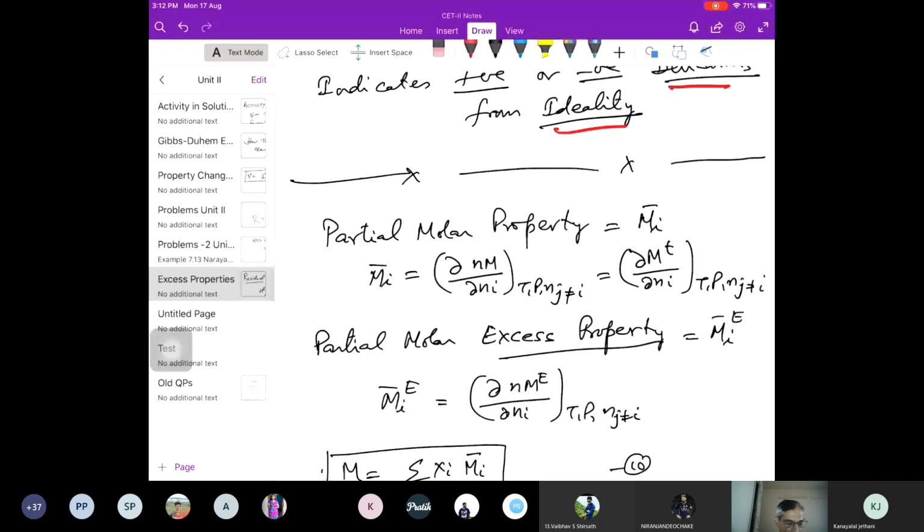Mi bar is equal to ∂(nM)/∂ni, that is M total, this is M total. This is total property, right? M into n, because M is molar property. So if there are n moles, then n into M is total property, divided by ∂ni at constant temperature, pressure and nj, where j is not equal to i. And that's what we have done, right? Instead of this, now we have written ∂Mt/∂ni at constant temperature, pressure and nj, where j is not equal to i.